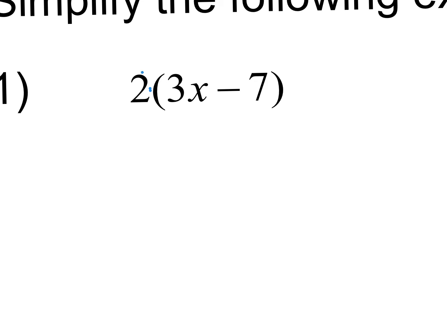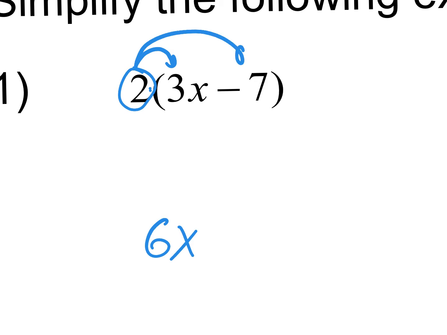And I always recommend to circle what you're going to distribute and then draw an arrow. 2 times 3x. Now we all know the answer is 6x. And then 2 times this negative 7, that's going to be a negative 14, and I'm going to write it as a minus 14, and there's my answer.